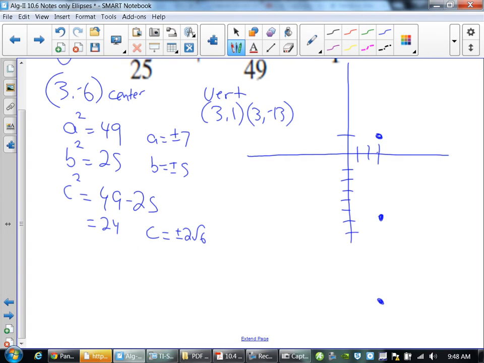So 6, 7, 8, 9, 10, 11, 12, 13. Okay. Go to the co-vertex. The co-vertex, I have to add and subtract 5 to the x coordinate because I'm moving it horizontally. So if I add 5 to 3, what do I get? 8. If I subtract 5 from 3, I get -2.